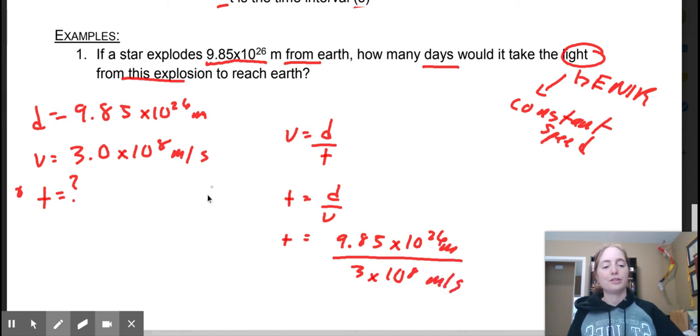If you guys notice, I'm getting way better at writing with this thing. I'm very pleased with myself.